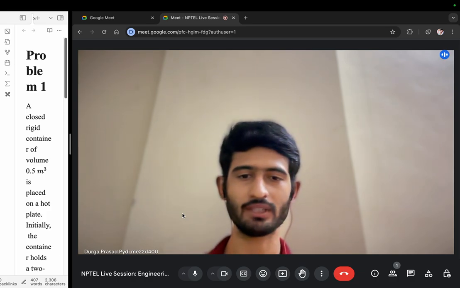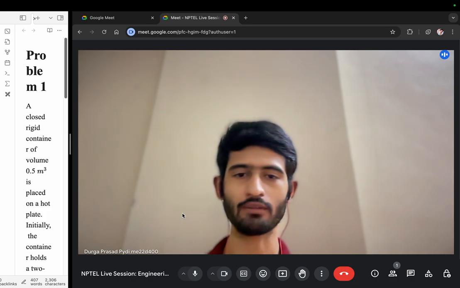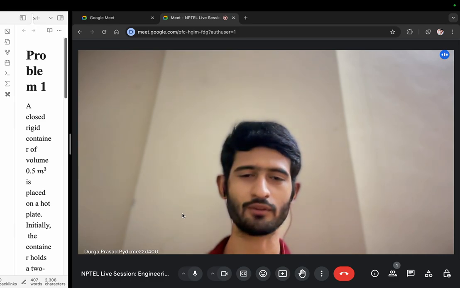So this week we will be discussing pure substances and how to evaluate the properties, and a few more examples of mixtures of gases.